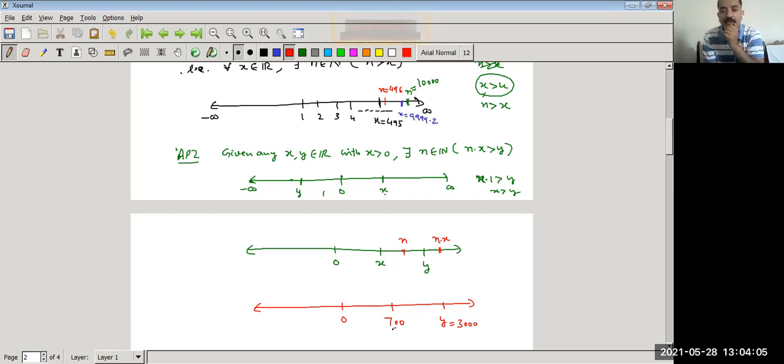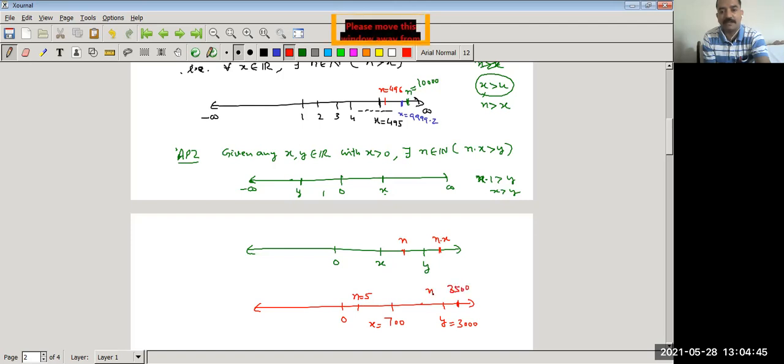Now corresponding, this is our x and this is our y. So corresponding to this 700, we have to find a natural number which, when we multiply that natural number with x, the product is greater than y. So if we take the natural number n equal to 5, then corresponding to this x, you can find the natural number 5 such that when we multiply this 700 by 5, it is 3500.